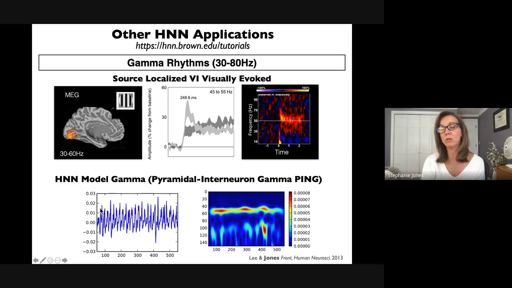And so we've used HNN to try to test some hypotheses about where these gamma rhythms are coming from. I don't know if you guys have studied gamma rhythms in the workshop, but there's this PING mechanism, pyramidal interneuron gamma. That's one of the primary hypotheses about where gamma rhythms come from, and we've investigated that in HNN. There is a tutorial on it, so please check that out if you're interested.